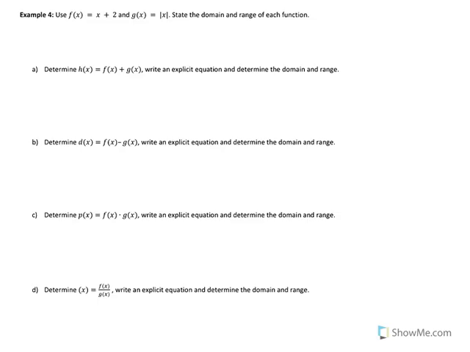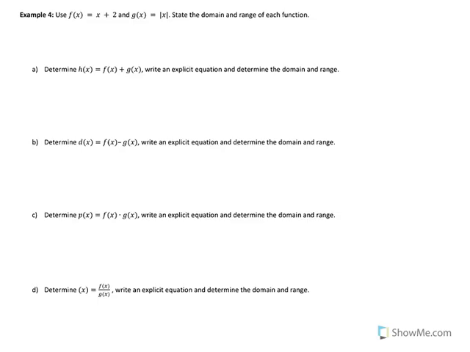Okay, making an explicit equation. This is important because it combines two equations. So now we actually know what f of x means and what g of x means. The first part says f of x equals x plus 2 and g of x equals the absolute value of x. State the domain and range of each function.